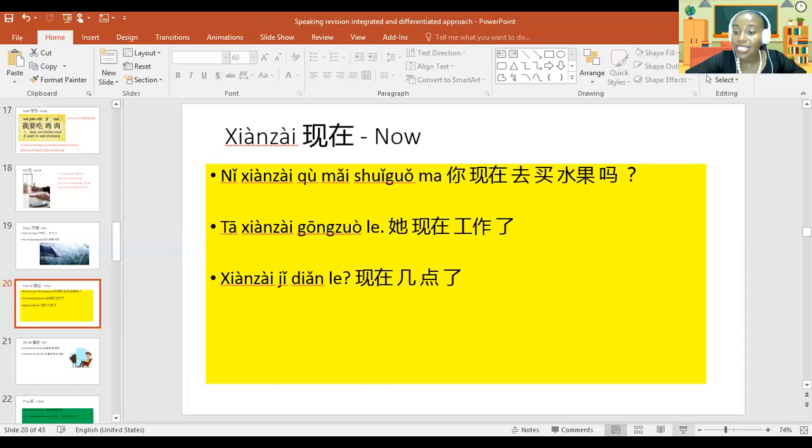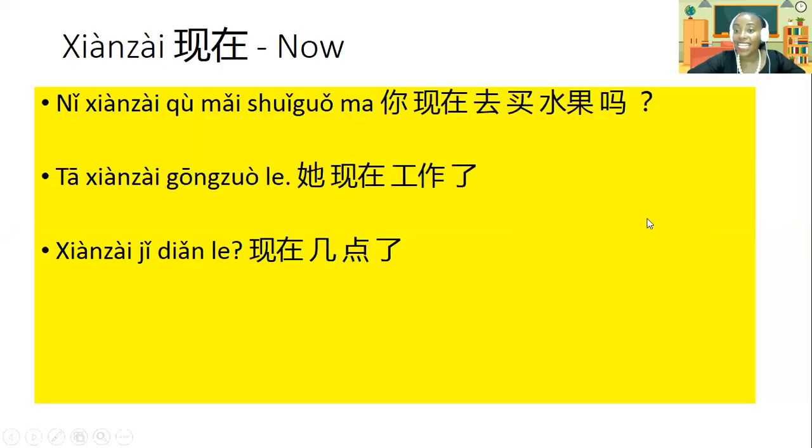In our last lesson, we covered a few action words. Now we are going to proceed with the same action words because action words are words that we use daily in our speaking. Today, we are going to start with the word 现在. 现在 means now, right now. Let's look at a few sentences on how we can use it.